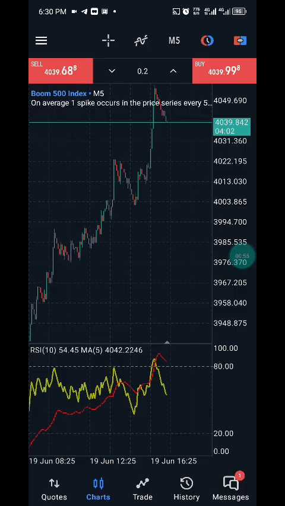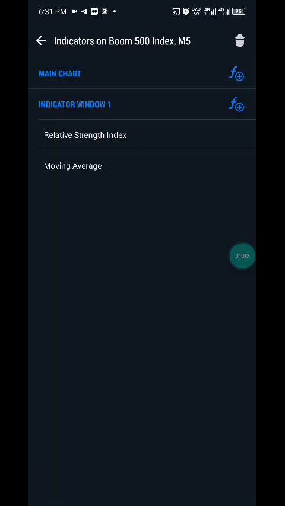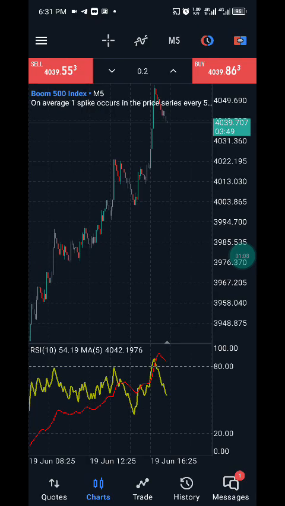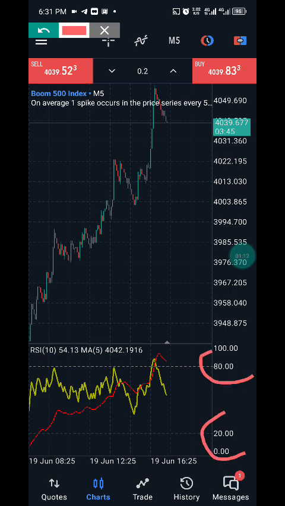This particular strategy is a combination of RSI and a moving average. So I will show it to you guys. This is the combination of RSI and a moving average. So we have two levels on our window here. We have the 80 level and we have the 20 level.